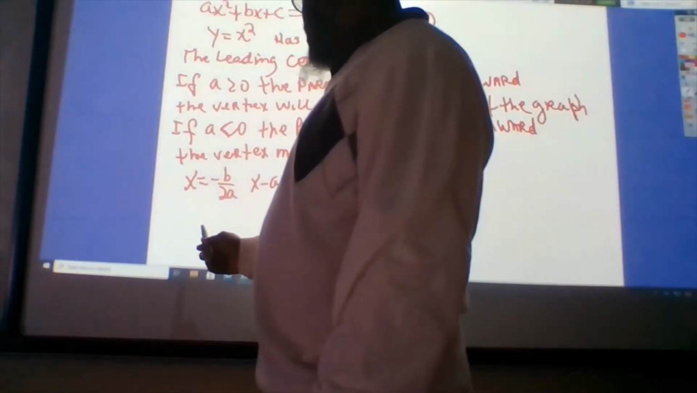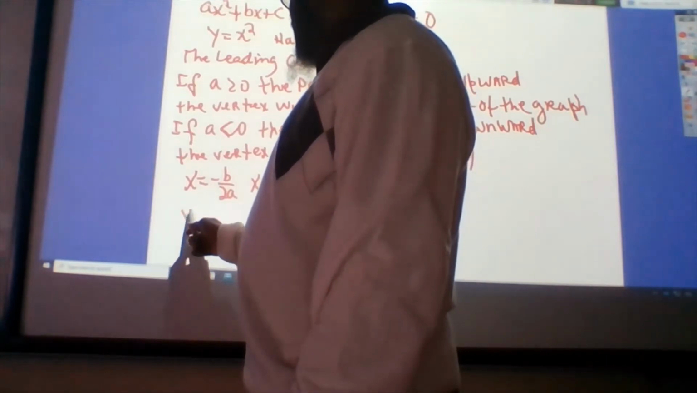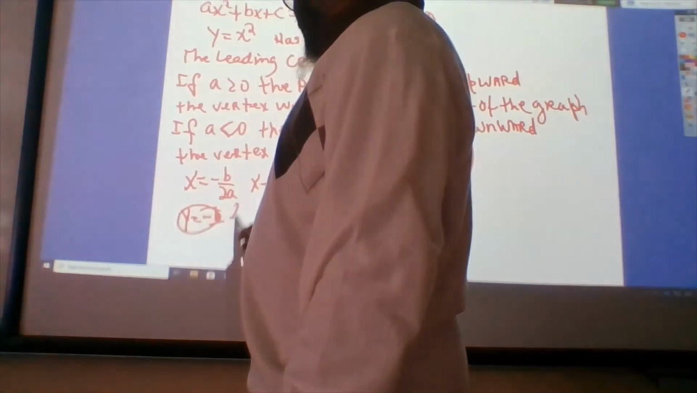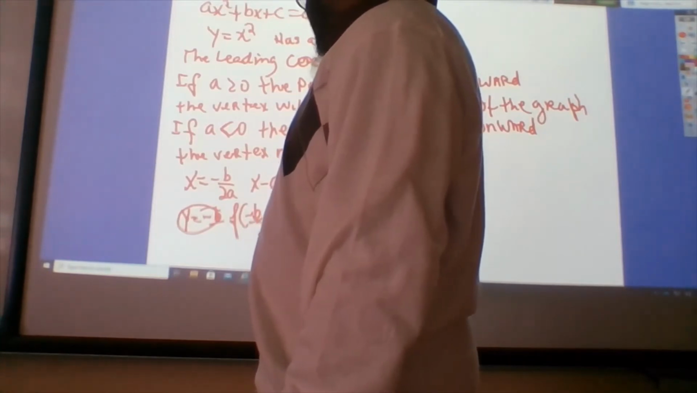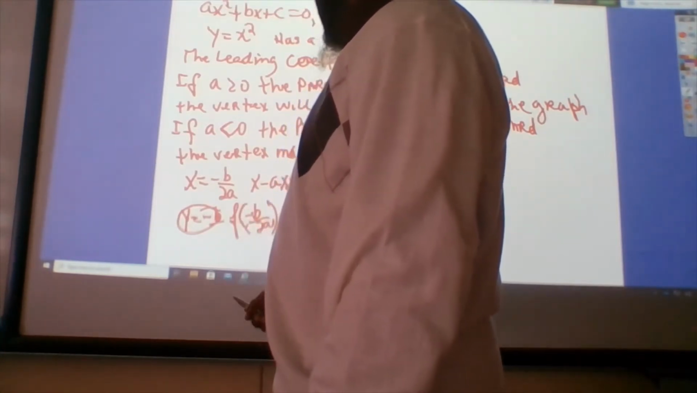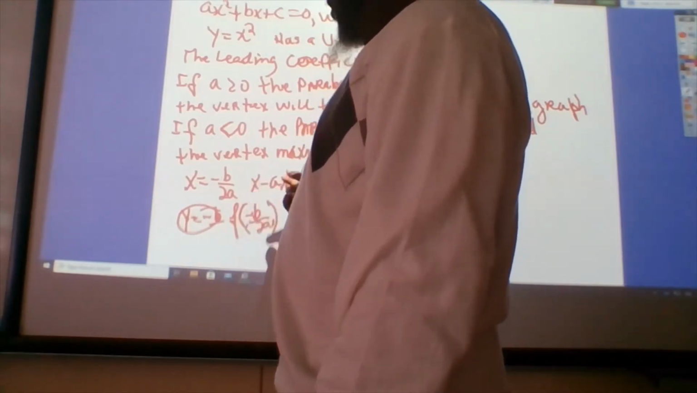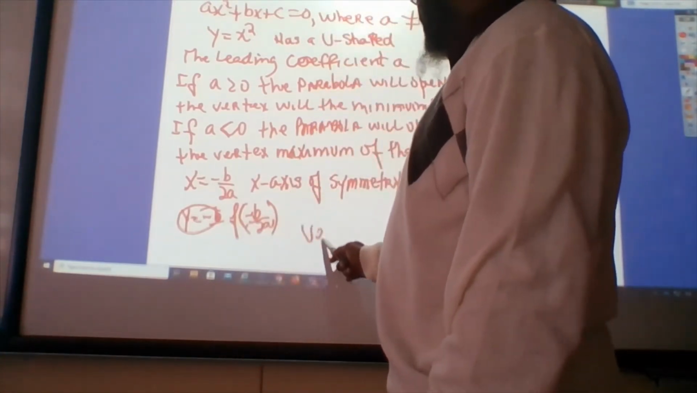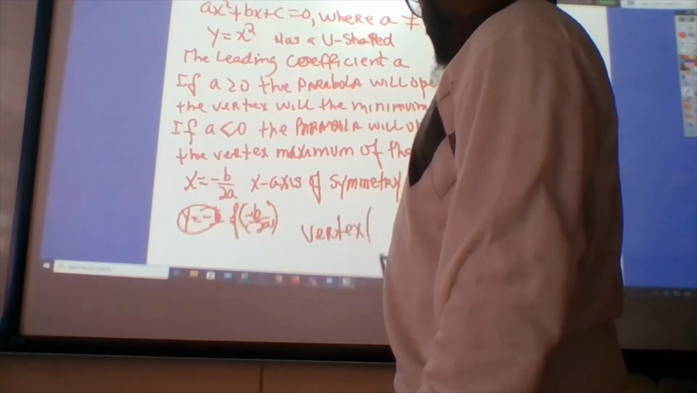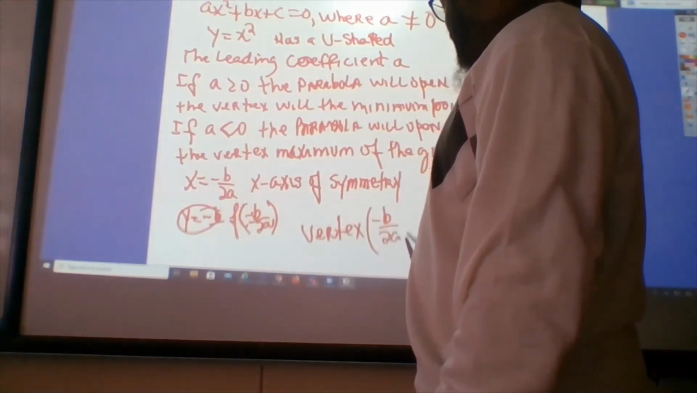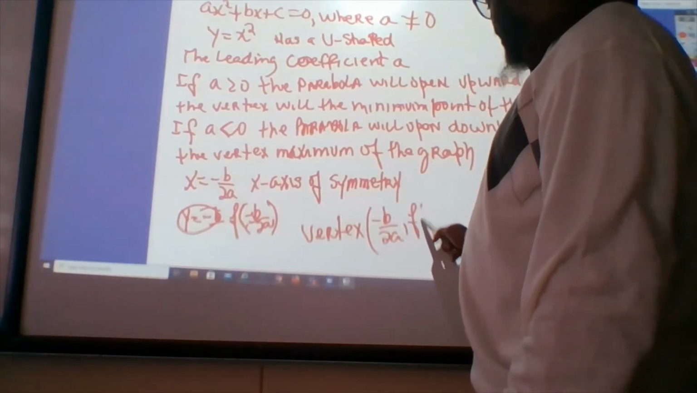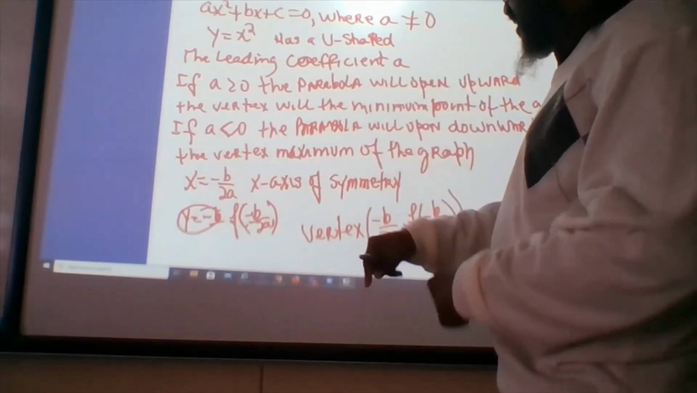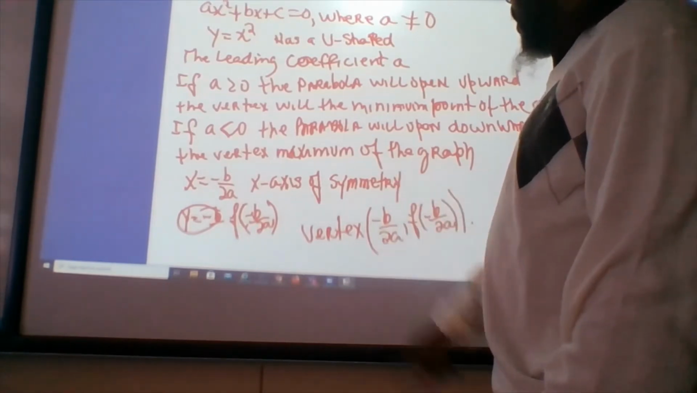Now to find the y-coordinate of the vertex, it is y equals f of negative b over 2a. Whatever you find as your x, you have to plug it into the original equation to find your y-coordinate. Therefore, the vertex is negative b over 2a, that's the x-coordinate, and your y is f of negative b over 2a. You will have to replace that in the original equation and evaluate it to find the y-coordinate, and that will give you the vertex.